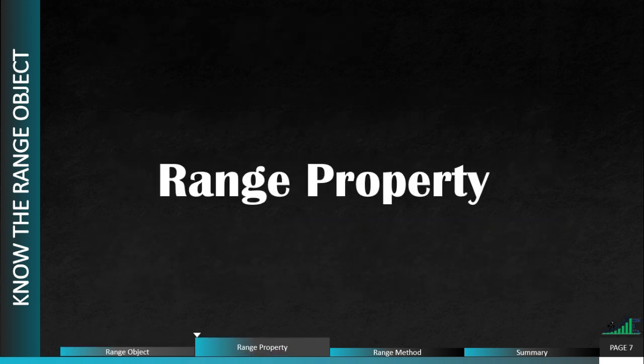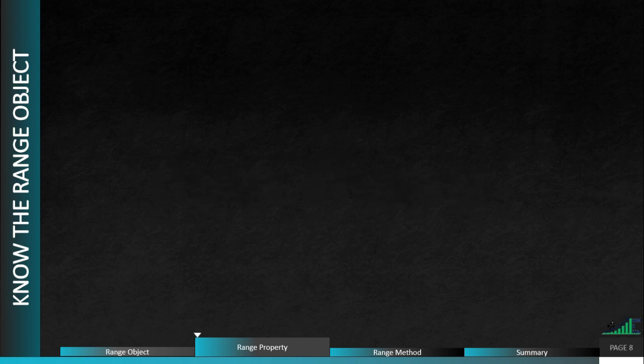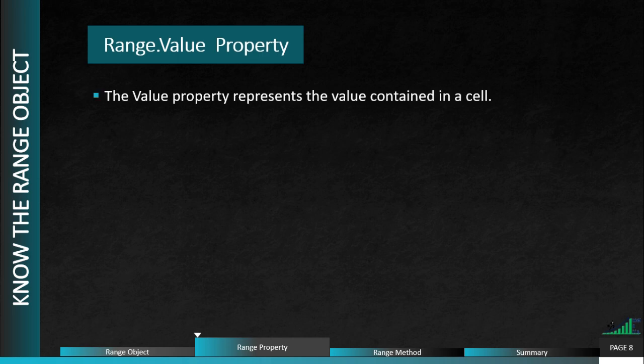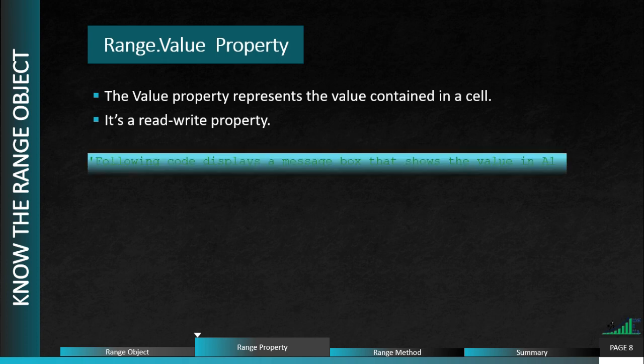Okay. Now we will go with the Range property, now the Value property. Value property represents the value contained in a cell. That means it shows what value is in a cell. It's a read-write property. That means we can write or read both. We can see how much value is there. It can view, and if I want, I can write also.